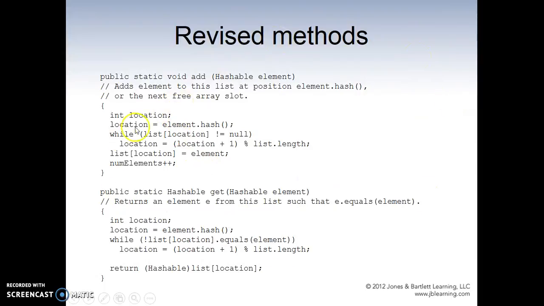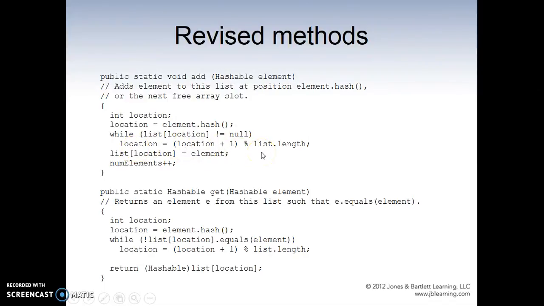So we revise the add here if we want to do linear probing, right? We say while list[location] is not equal to null. After you hash, you get the location, and we check at that location. If it's not equal to null, that means there's a collision, right? If not, then we just put it there. But if there's a collision, we just say location plus 1. Just go to the next one.